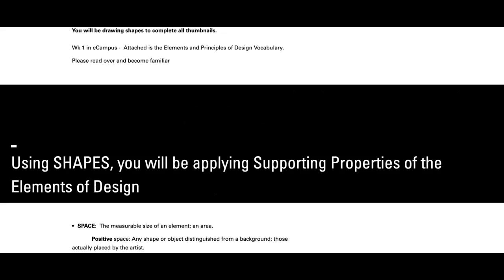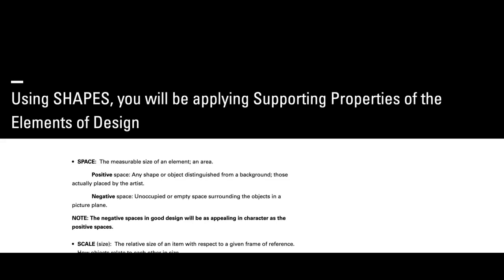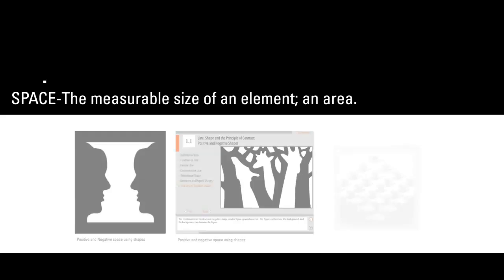So using shapes. First let's go over a couple definitions. Positive shape. Positive shape is an element that is distinguished from the background. So if you make a square, you fill it in solid, that is positive shape. The negative space is occupied space around the outside of the shape. And that is one of the most important things, that in every single piece of artwork you can apply positive and negative shape, okay? So let's go right to the first thumbnail.